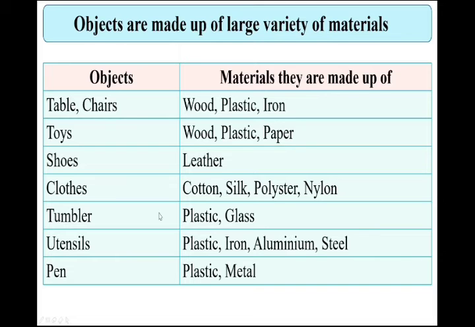Okay. And now you need to understand two important things. First, an object can be made up of a large variety of materials. Here you can see a table and chairs are made using wood, plastic, iron, etc. Toys are made using wood, plastic, paper, etc. And leather is used to make a shoe. Okay, and you can see glass and plastic are used to make a tumbler. You can see so many examples over here.